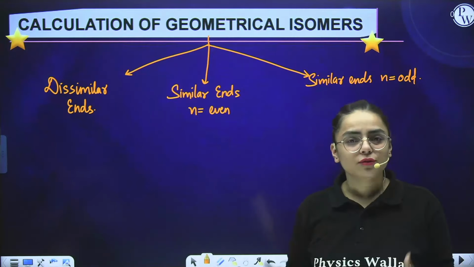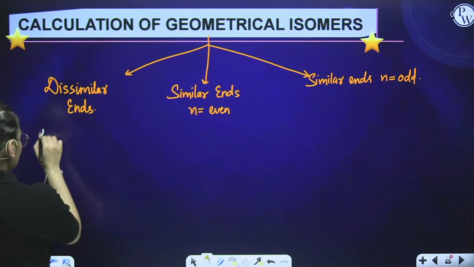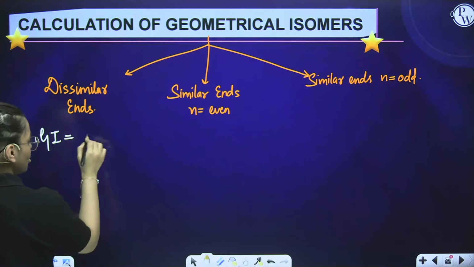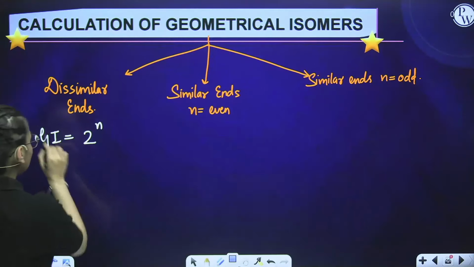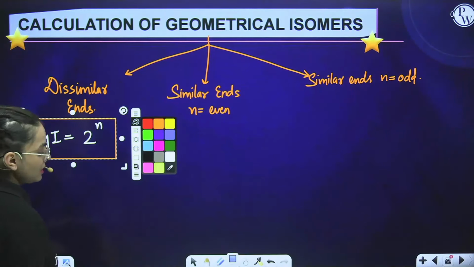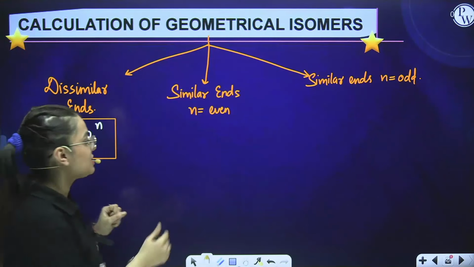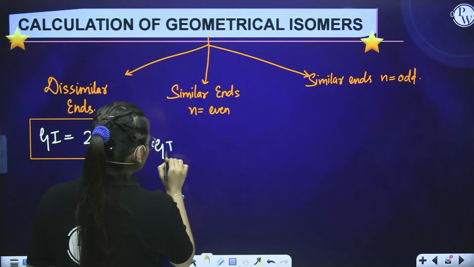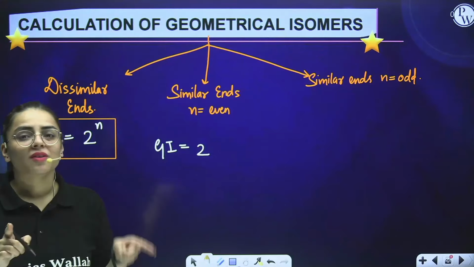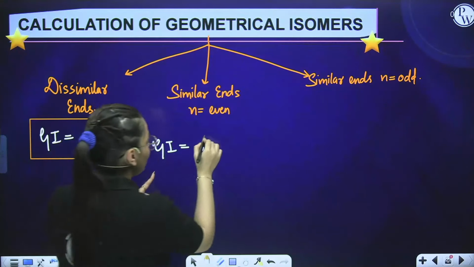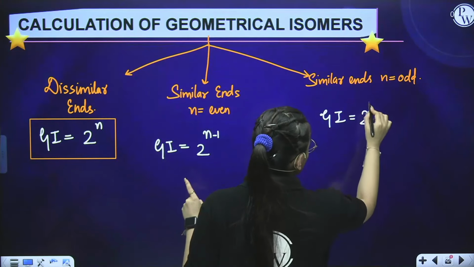First of all, we need to write the formulas for the following. For the dissimilar ends, I would say number of geometrical isomers is equal to 2 raised to the power n. This is the basic formula that you need to keep in mind for the dissimilar cases. Now, if I talk about the similar cases when n is equal to even, students, I would say geometrical isomers is equal to 2 raised to the power what? 2 raised to the power n minus 1. Now keep in your mind n minus 1. Here also when you write, it will be 2 raised to the power n minus 1.